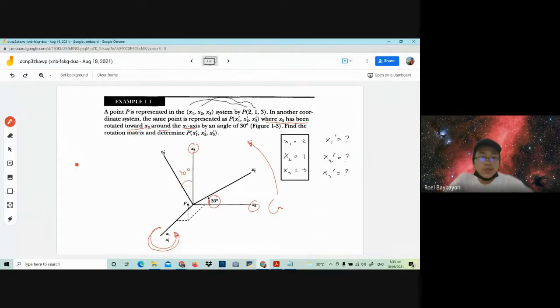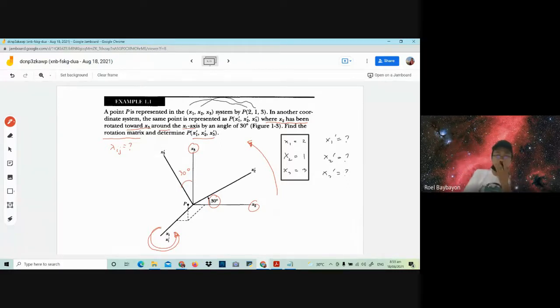Question, find the rotation matrix. Unsa ining rotation matrix gani? Find the rotation matrix, meaning akong pangitaon is ang lambdas. Okay? So kaning rotation matrix, find the rotation matrix. This one is basically the lambda ij. What is the lambda ij? And what is x1 prime, x2 prime, and x3 prime?